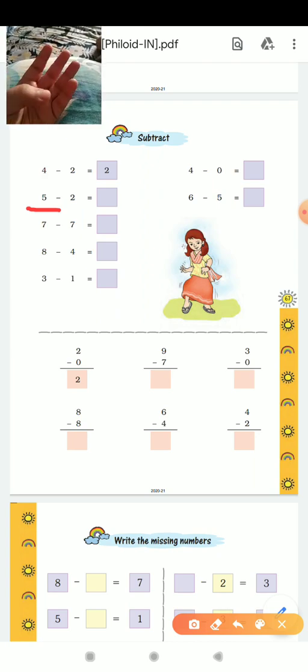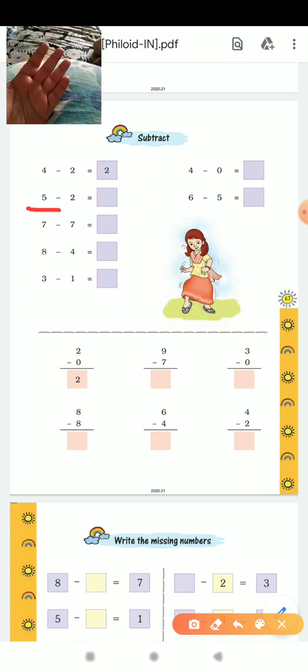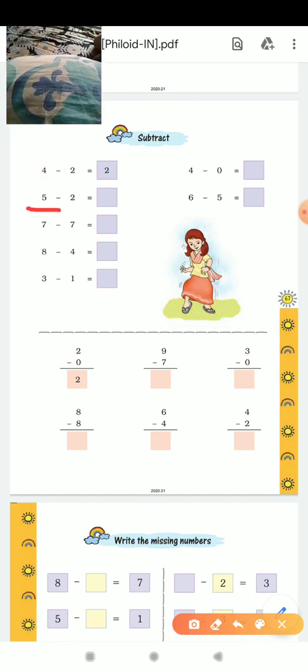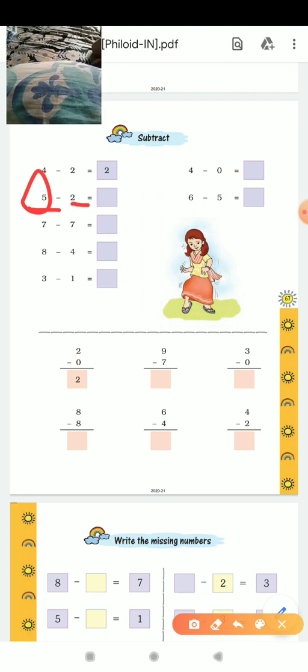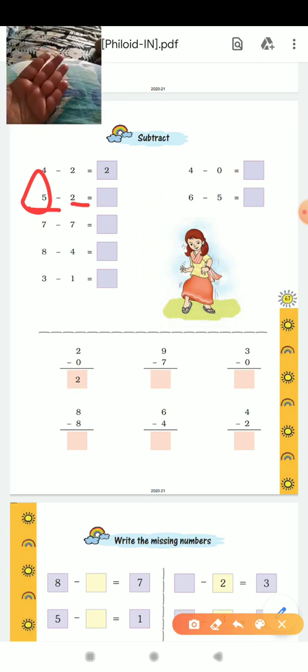So what we have to do? What is the second number? 2. So what comes after 2? 3. So we have to start counting from 3 to 5. That you have to keep in your mind. You have to start counting from the given second number up to the bigger number. Understood? This is the way of counting the numbers of subtraction on your fingers.